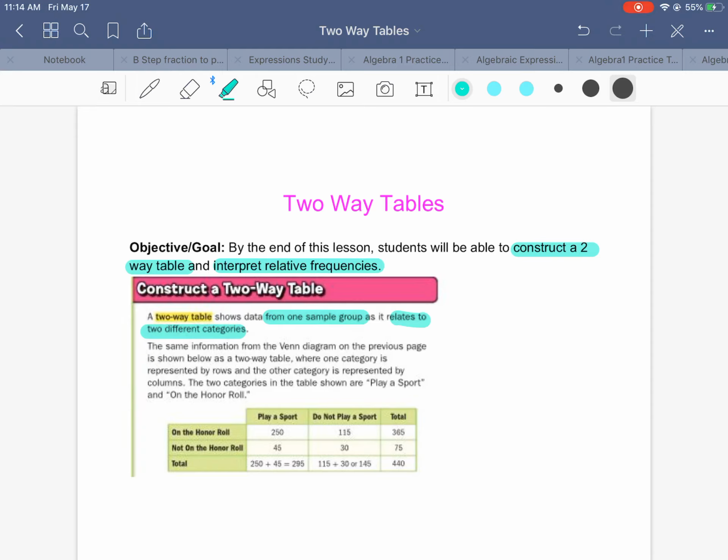The same information from the Venn diagram, this was on a page in the book, so don't worry about it, is shown below on a two-way table, where one category is represented by rows and the other is represented by columns. The two categories in the table shown are play a sport and on the honor roll. So we're talking about kids at a school playing a sport and not playing a sport, and if they're on the honor roll and not on the honor roll.